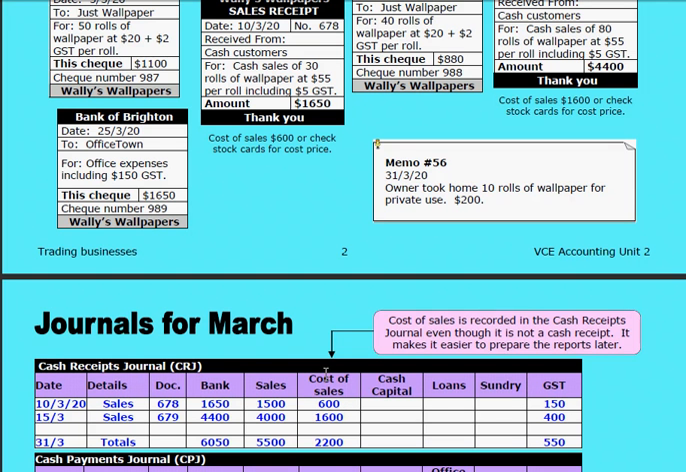That does not represent a cash inflow. We record it in the cash receipts journal so that it makes it easier later on when we prepare the reports. And have a look at the GST, of course, $150. That's 30 units at $5 a unit, so it's $150 GST on that particular transaction.